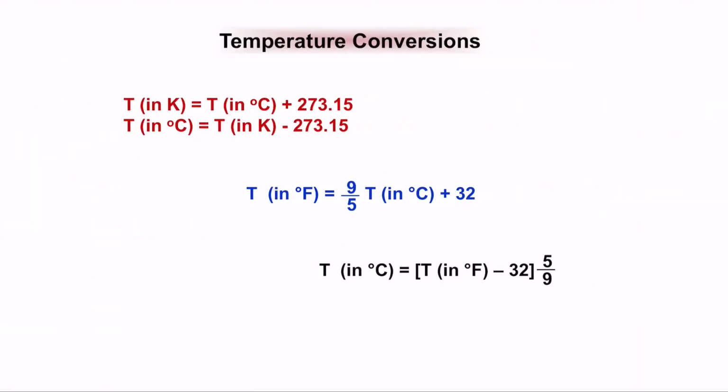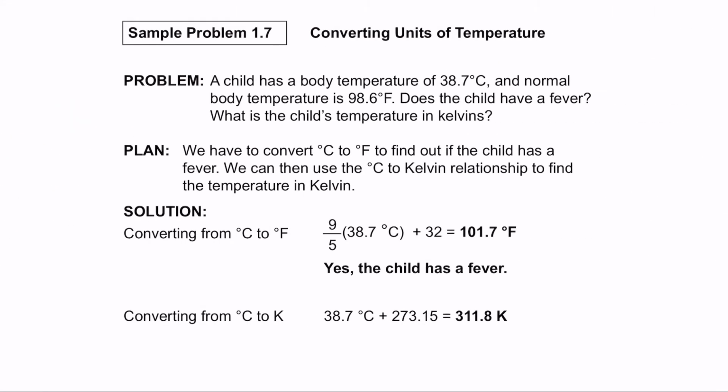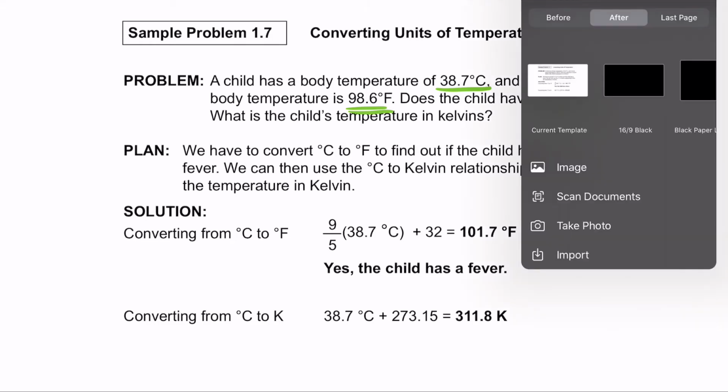So these are the temperature factors that you can use. Let's take an example. A child has a body temperature of 38.7 degrees centigrade. The normal body temperature is 98.6. So we are asking you whether the child has fever. So what is the factor here? We have 38.7 degrees centigrade, and here we are converting centigrade into Fahrenheit.